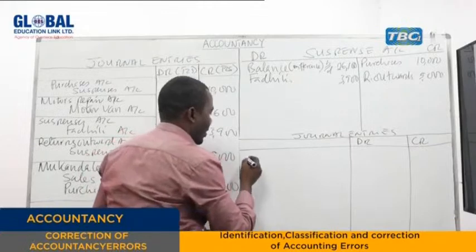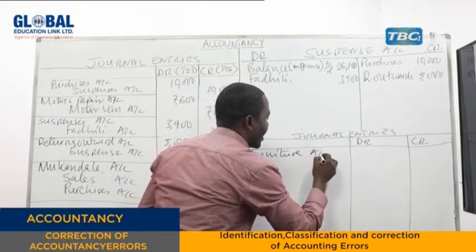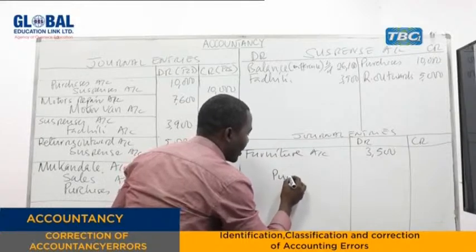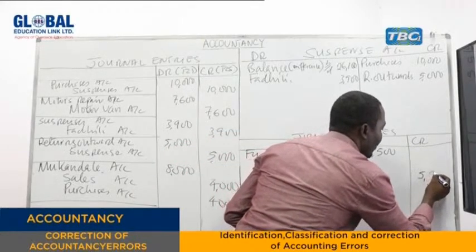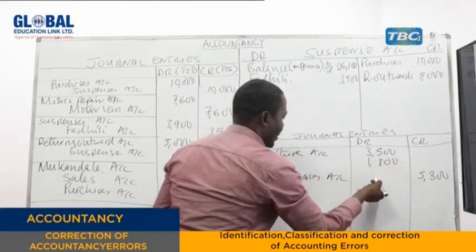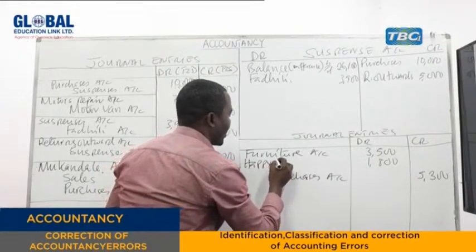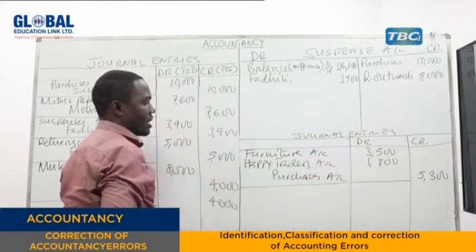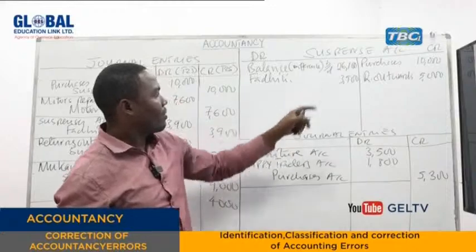So how to correct this? My dear students, we debit furniture account by 3,500, and then we credit purchases account by 5,300. So the difference, as I said, 1,800, we go to reduce the indebtedness in Happy Traders account. So then you have corrected your error. So this error also does not affect our trial balance agreement, so hence does not involve suspense.